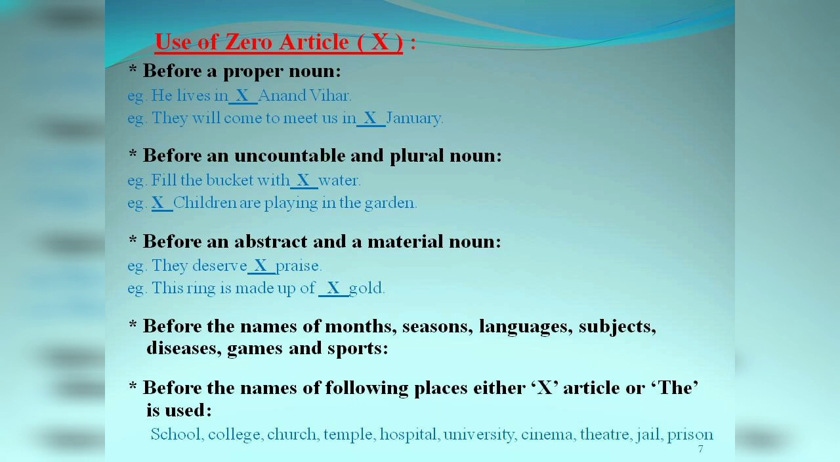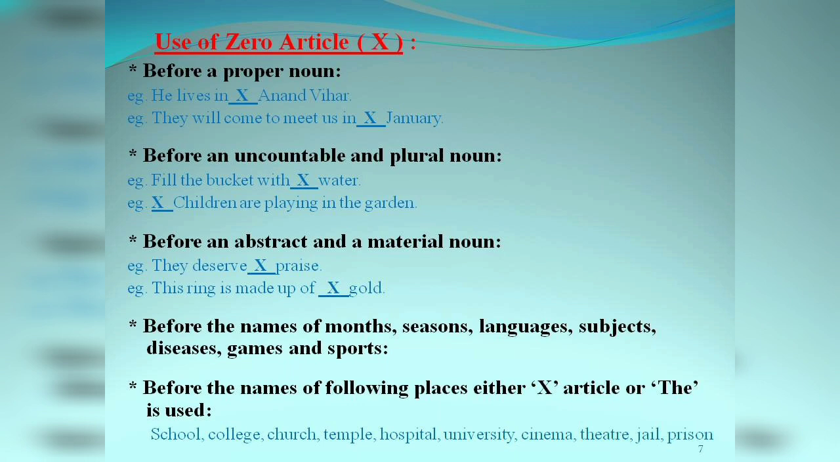Next rule says before an uncountable and a plural noun. If the noun is uncountable or plural, we must not use any article before it. For example, fill the bucket with dash water. Water is uncountable. There is no requirement of using any article. Next, dash children are playing in the garden. Here, the word children is a plural noun. So there is no requirement of using any article. You have to just put the mark of cross.